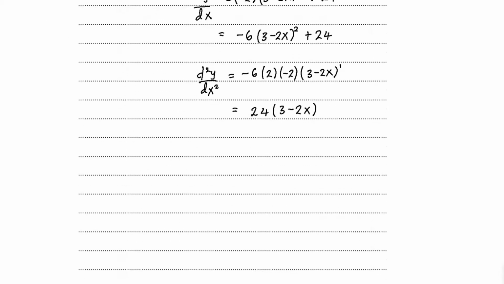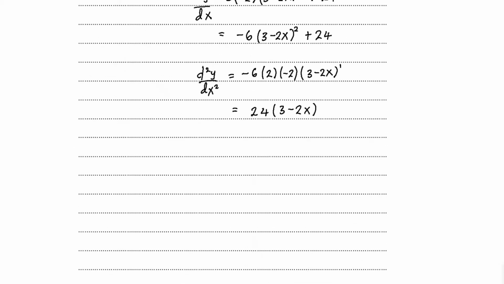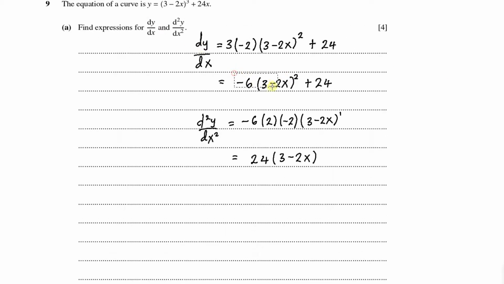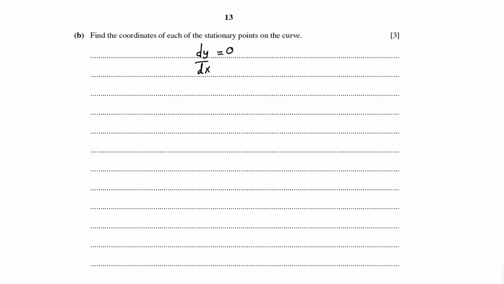Let's go down to part B. Find the coordinates of each of the stationary points on the curve. So we know that the stationary points occur when dy by dx is equal to 0. So what did we get for the derivative? We got the first derivative as this. So we're going to take the value we got for the first derivative, which is here, and equate it to 0.